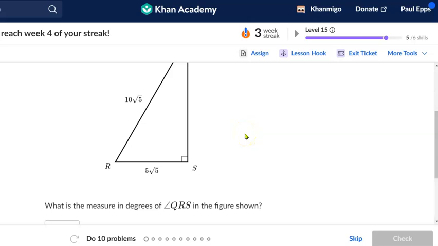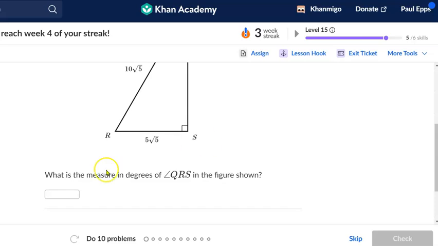So what would that be? The cosine is adjacent over hypotenuse. 5 radical 5 over 10 radical 5 is 1/2. The radical 5's cancel. 5 over 10 is 1/2. And if you've taken a little trigonometry, you know that 1/2 is the cosine of a 60-degree angle. So we're going to go 60 here.